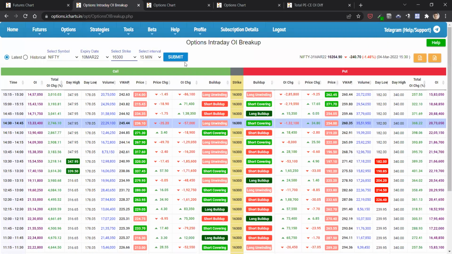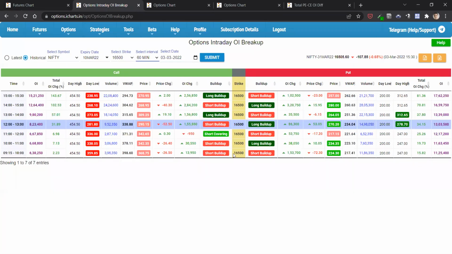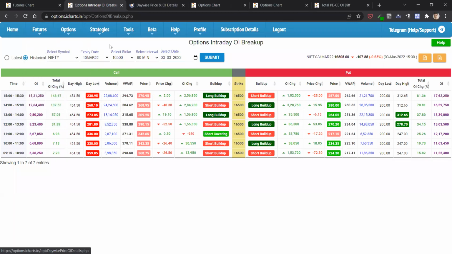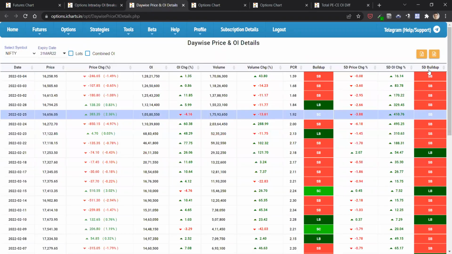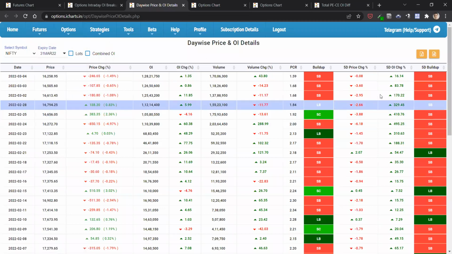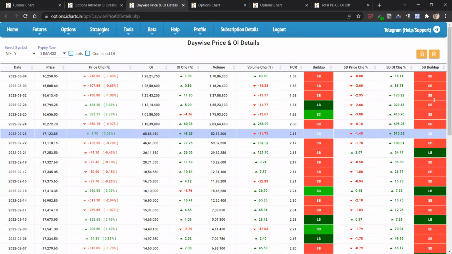Can we take the positional bias on this futures data by increasing the time frame? Like you chose 15 minutes. If you increase the time frame, can we take the positional bias? You could probably look at 60-minute and go with it. You can, but ideally cross-check with this also: the Daywise futures Price and OI.